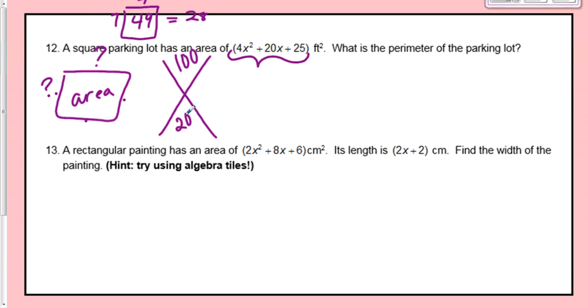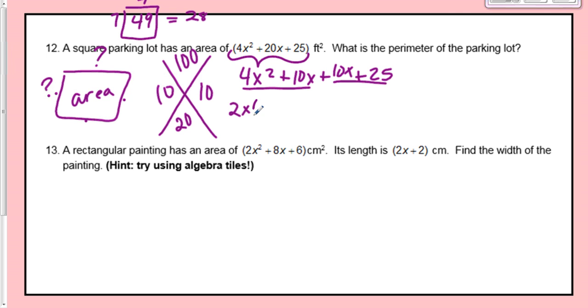1 times 100, 2 times 50, 4 times 25, 5 times 20. That would be it. 5 and 20. No, because those are both positive. 6, 7, 8, 9, 10. So 10 and 10. Okay, so I'm going to split my middle term. And now I'm going to group the first 2 and last 2. So I've got 2x I can take out of this.